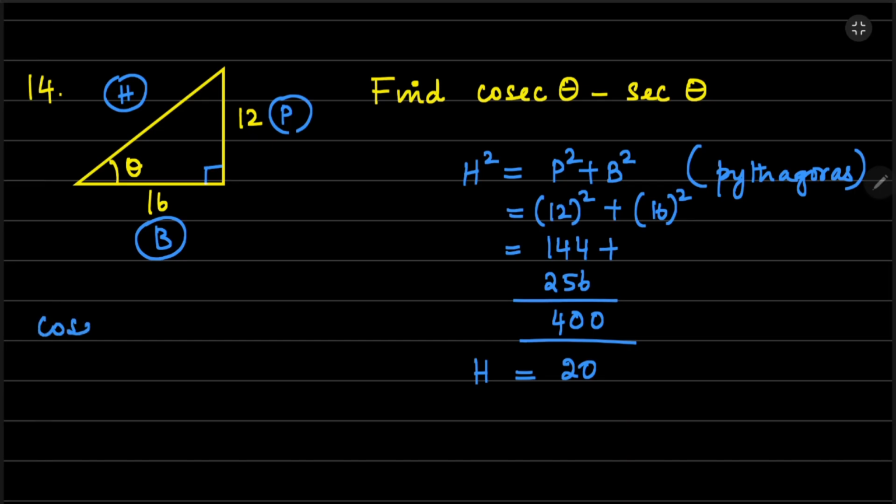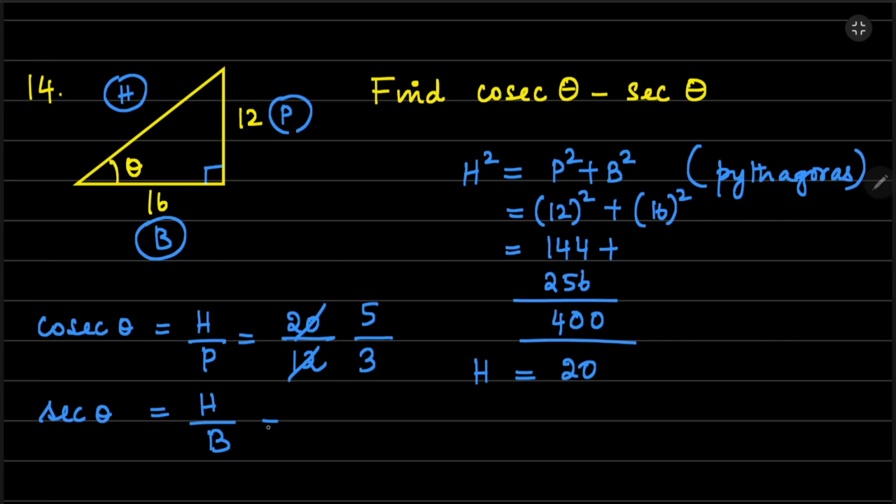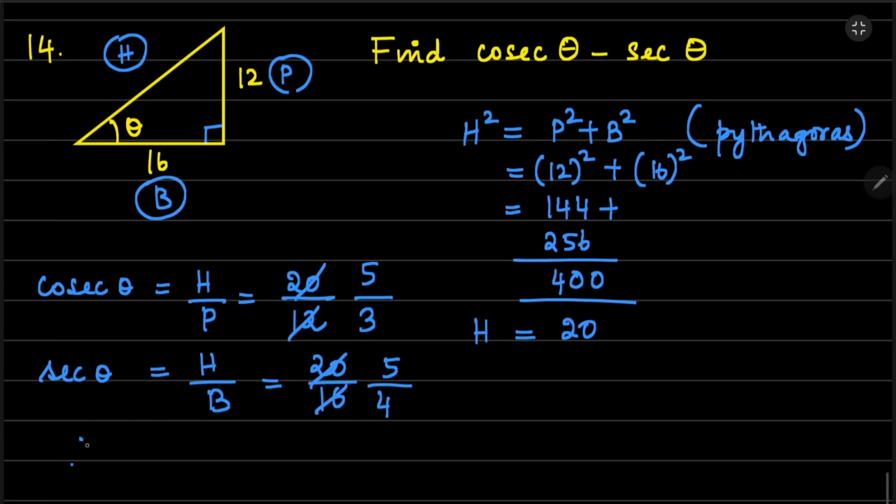Now let us find out what is cosecant theta. It's nothing but h by p. What is h? 20. What is your p? 12. You can cancel it. 4 3s are 12, 4 5s are 20. So it's nothing but 5 by 3. What is secant theta? It is h by b. h is 20, b is 16. So again 4 5s are 20 and 4 4s are 16. 5 by 4.